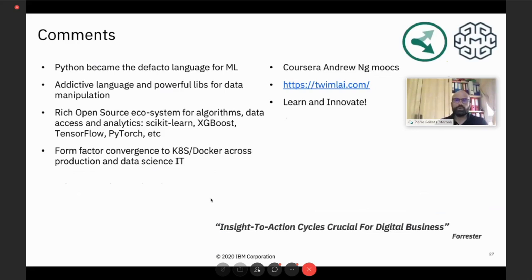If you want to learn more about ML, if it's not yet the case, I recommend following the Coursera Andrew Ng MOOCs. They are very good. And there is a good podcast, TWIML AI, that I often listen to. So my last word would be: learn the maximum that you can and innovate. Thank you.